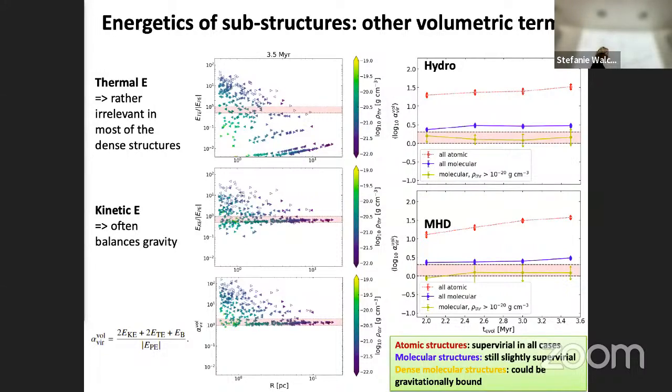So we see that there's no evolution in which the cloud overall becomes totally bound as a function of time. This is not the case. There are some atomic structures which are absolutely not bound. There are some molecular structures which might be bound or maybe not. And then only the dense gas is bound. That's basically what we see. And I think this is the reason why the star formation efficiency is so low: really only a very small part of the cloud is bound to begin with.